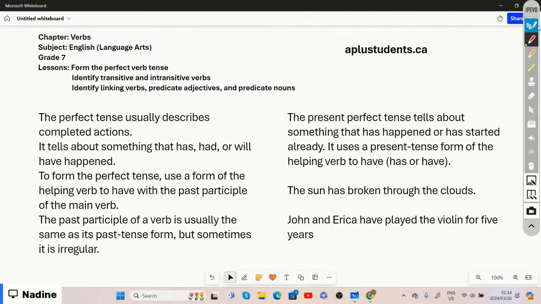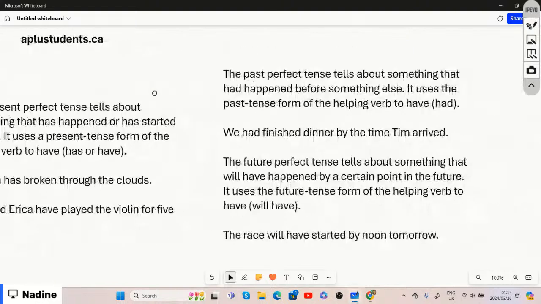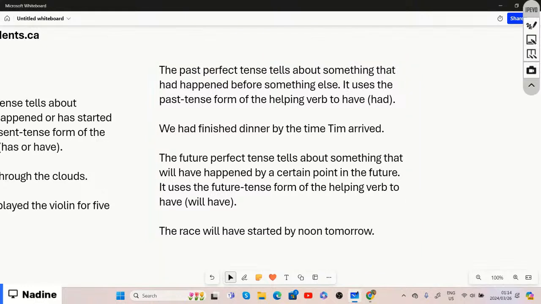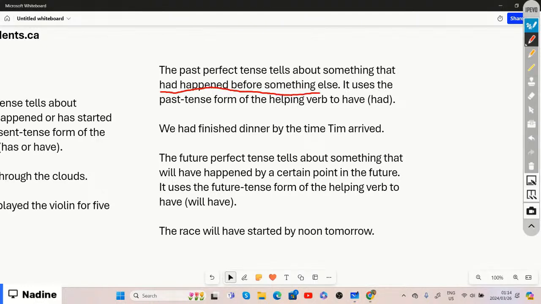Then we have the past perfect tense. The past perfect tense tells about something that had happened before something else. It uses the past tense form helping verb had, which shows the past tense. The word had is going to go in front of our main verb.